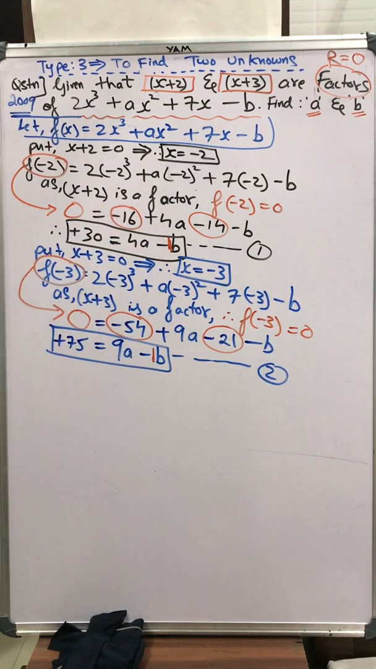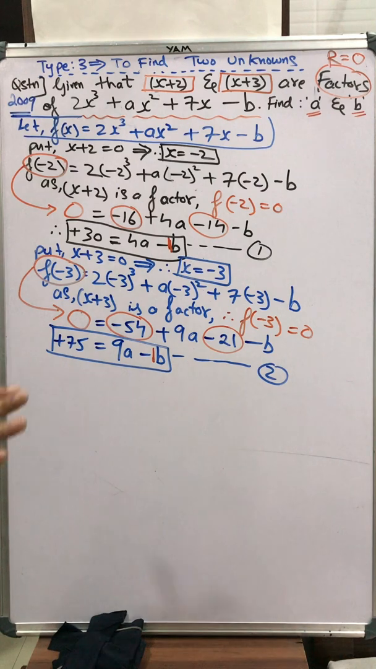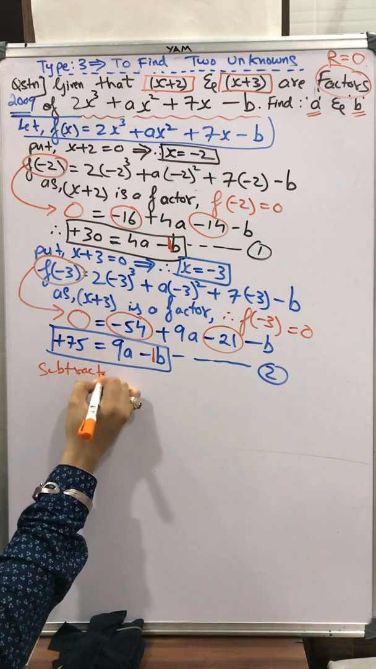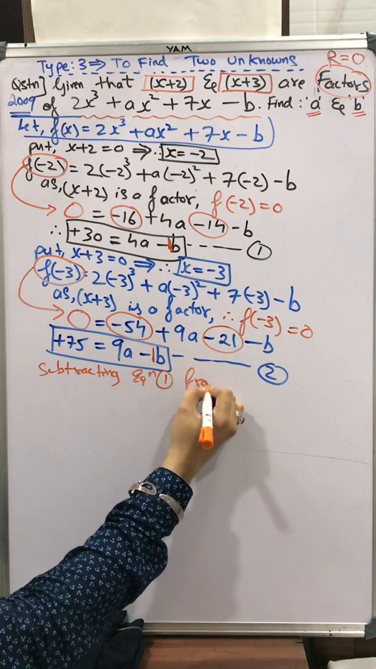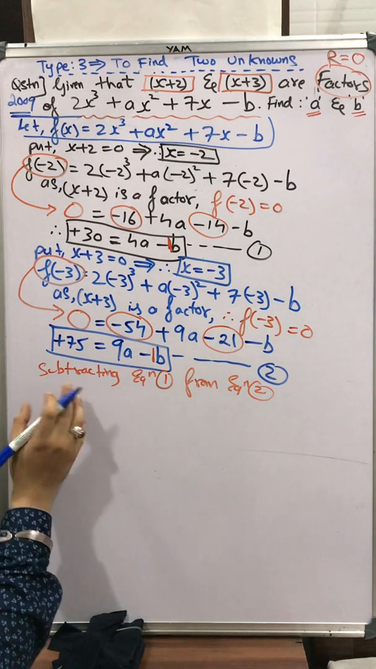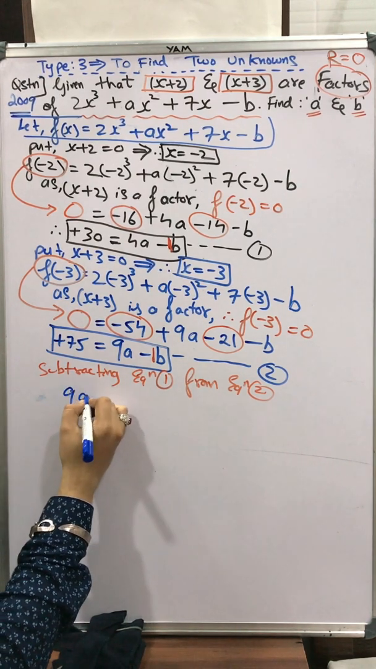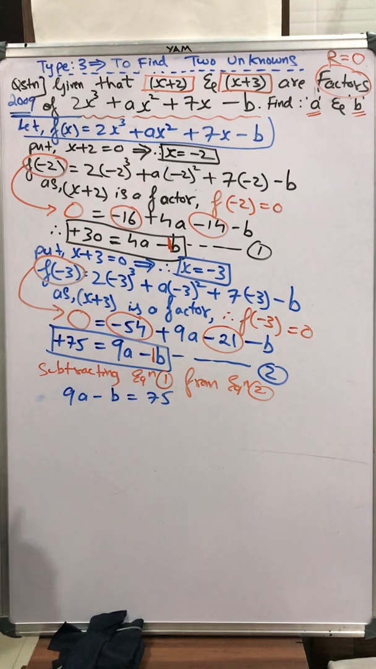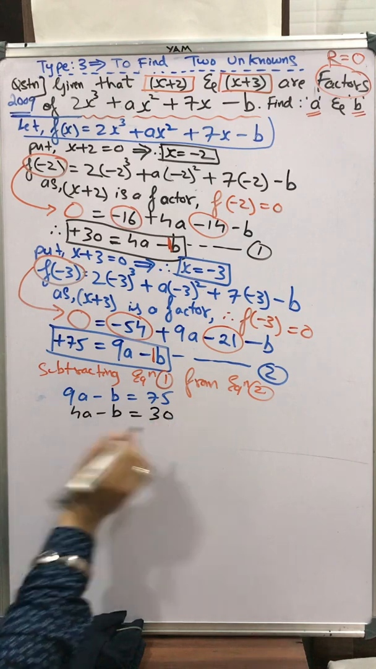Now it's up to you. Either you subtract 1 from 2, or you subtract 2 from 1. In both cases, the answer will be the same. I'm doing the subtraction, subtracting equation 1 from equation 2. First I'll write equation 2, because I'm subtracting 1 from 2. You can do vice versa also. I'll write it like this: 9a minus 1b is equal to 75. This is my equation 2. And my equation 1 is 4a minus b is equal to plus 30.